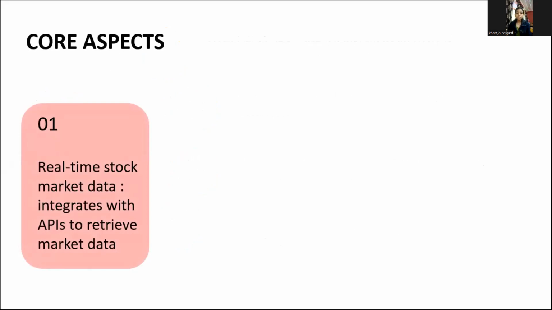Let's see the key features we have in the website. The very first key feature is real-time stock market data. Our web application pulls real-time stock market data from external APIs. The data pulled includes the stock prices, essential market insights, and market volumes. And it presents this data in a user-friendly format, which helps investors make informed decisions based on the data we are providing through our website.